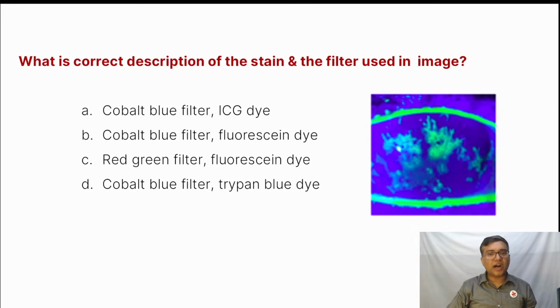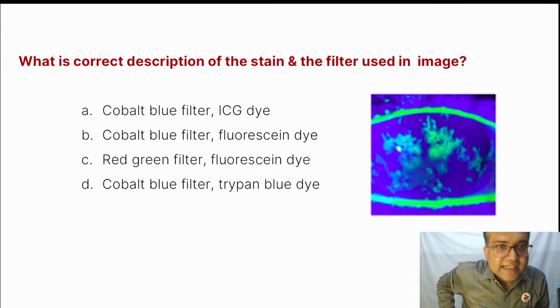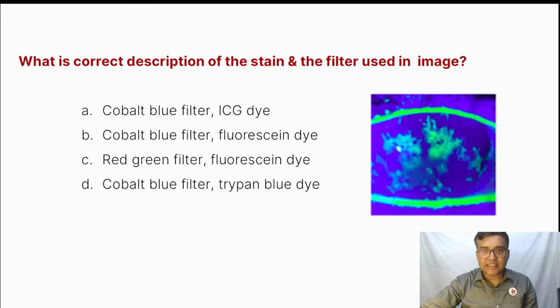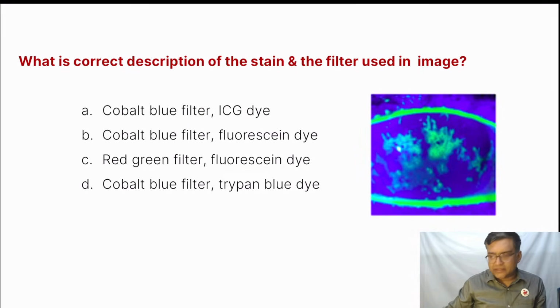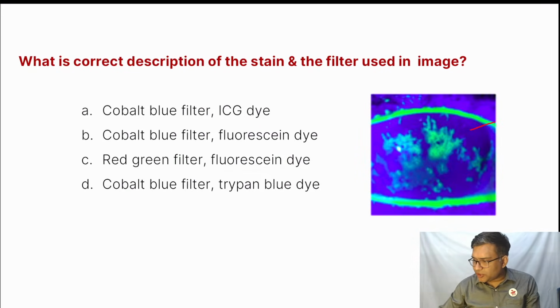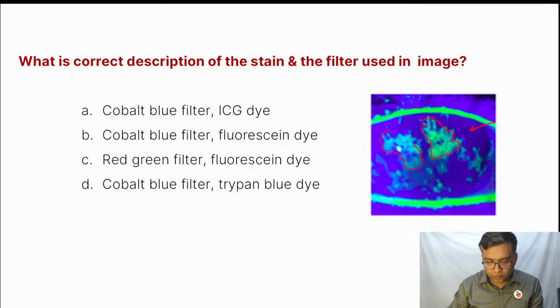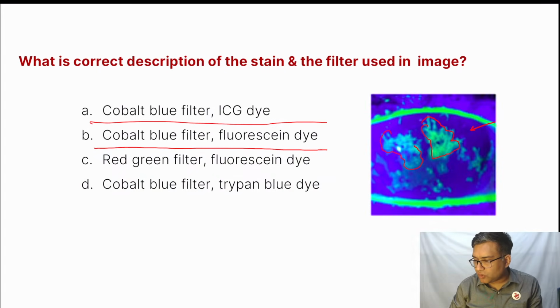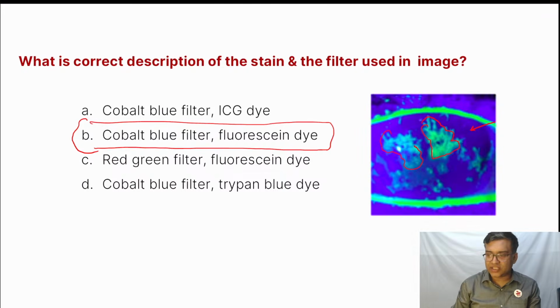Okay, so let's move to our next question, that is, what is the correct description of the stain and the filter that is used in this image? So what you can see here is that there is a bluish hue and you can see some fluorescent based stains here. So this is basically a cobalt blue filter which is being used, and with the cobalt blue filter there is a fluorescein dye. Okay, so this is a cobalt blue filter with the fluorescein dye which is being used here.